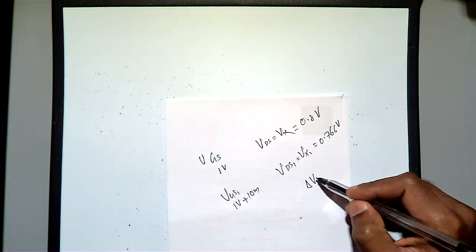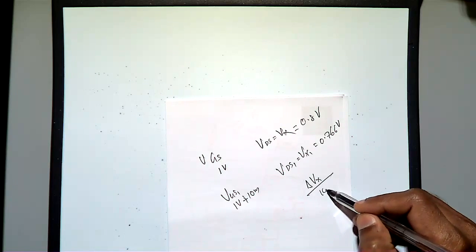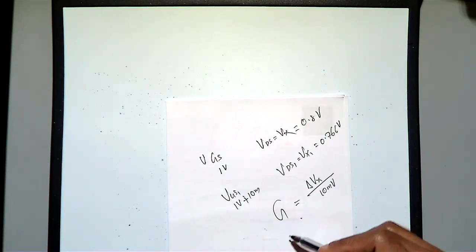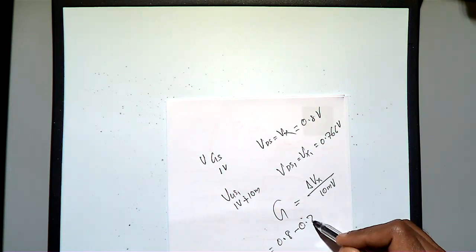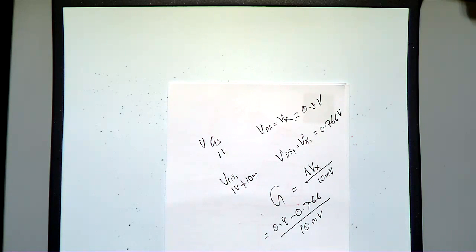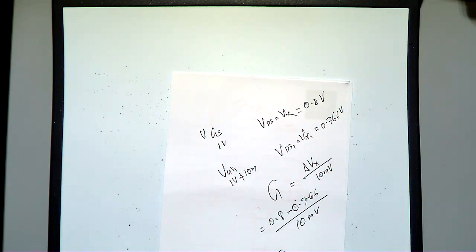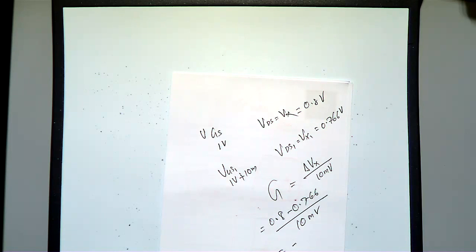So then what is the gain? Gain is the change in the output VX divided by the change in the input voltage, that is 10 millivolt. So when you do that, 0.8 minus 0.766 divided by 10 millivolt. Yeah, so it will definitely be negative, because the change will come negative. Why is the negative coming? Because your output is decreasing. So the gain I have shown here is the magnitude 3.4, but the actual gain is minus.